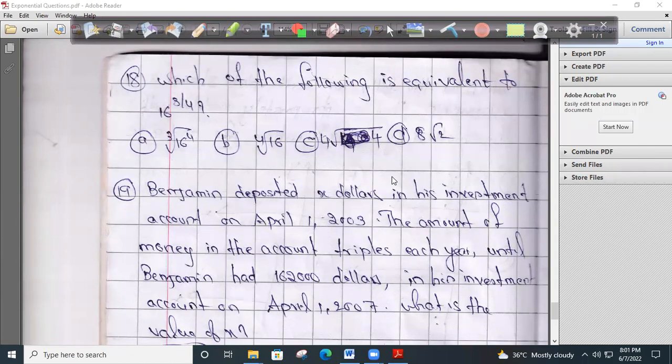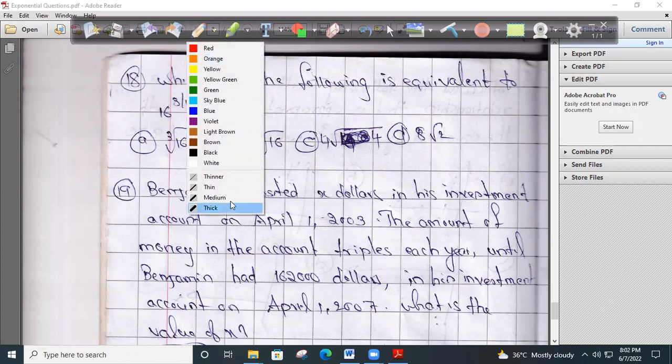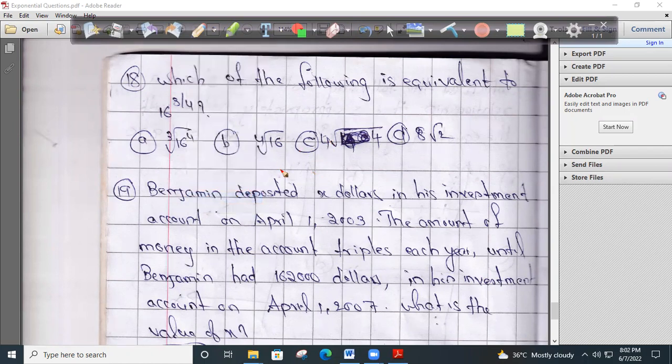So there are multiple ways to solve. I'll tell you the best way, but you can just see. The amount of money in his account triples each year. What is the value of X? So even if you don't know anything, SAT is such a good exam. Don't get worried. Initially, how much do I have? X.